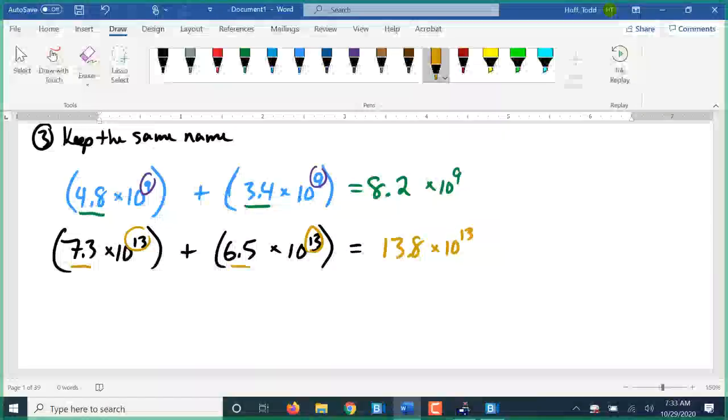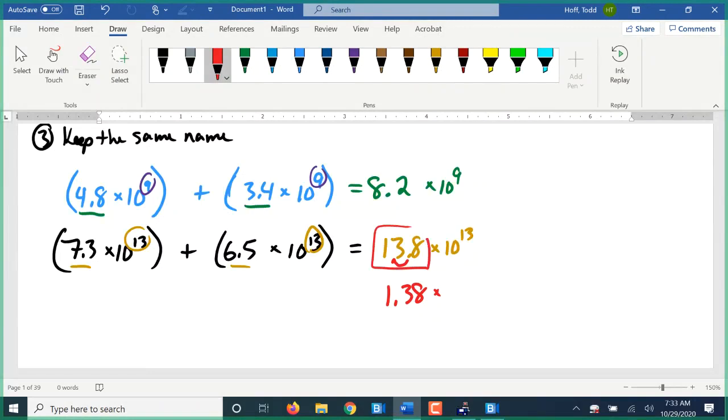Now there's an issue with this answer. Because for proper scientific notation, we can only have one digit in front of the decimal point. I have to move this decimal point over to make that a 1.38. If I move the decimal point, I have to adjust the power of 10. I made this number smaller by one decimal place. It went from 13.8 to 1.38. So that number, the count, got smaller, the name has to get larger. So 13 plus 1 is 14, so it's 10 to the 14th.